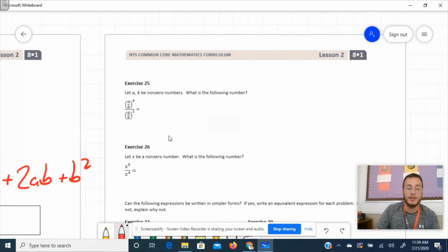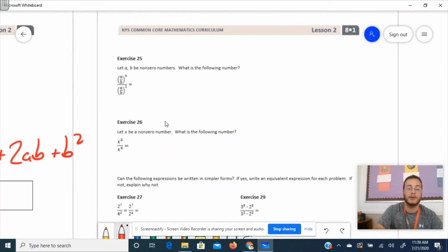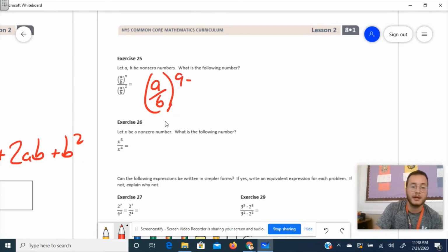Right here, let a and b be non-zero numbers. What is the following number? Well, it's the same thing. We don't know what a and b are, but they still represent the same thing. The base is a divided by b. Exponents, 9 minus 2. x is my shared base right here. Exponents, 5 minus 4.